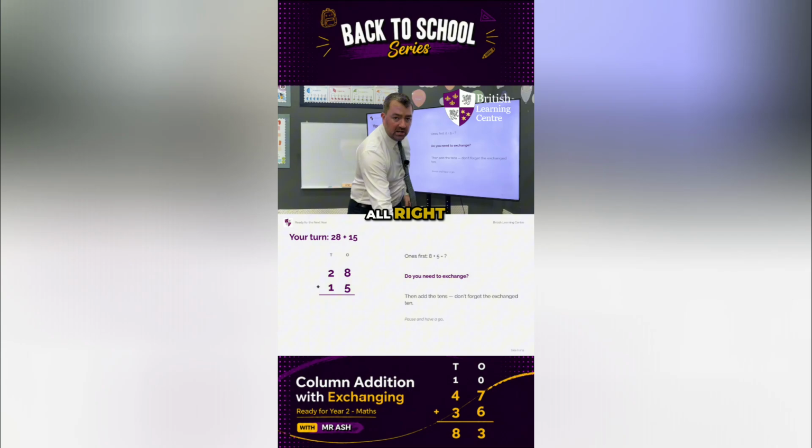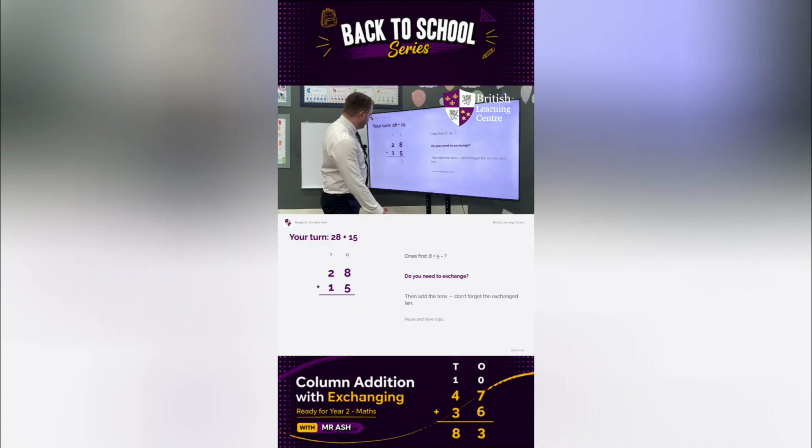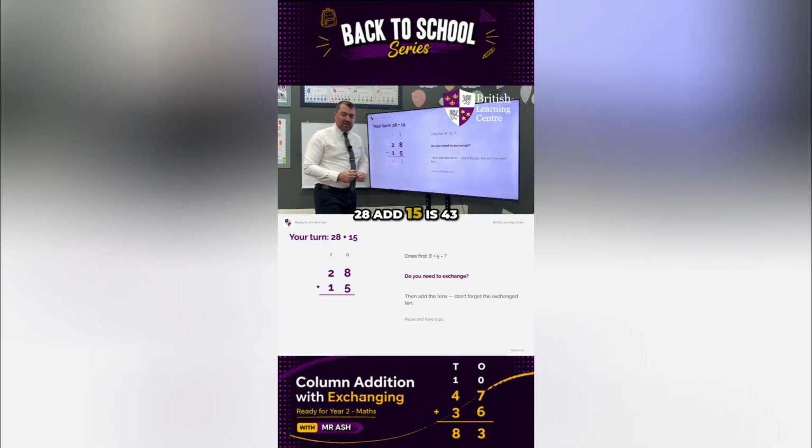Our turn, all right? Let me show you this in action. I've got my pen here. Ones first. 8 add 5 is 13. Pop the 3 in here and bring the 1 across. We've exchanged and got a 1 there. 3, 4. 28 add 15 is 43, okay? Give that a wipe off.